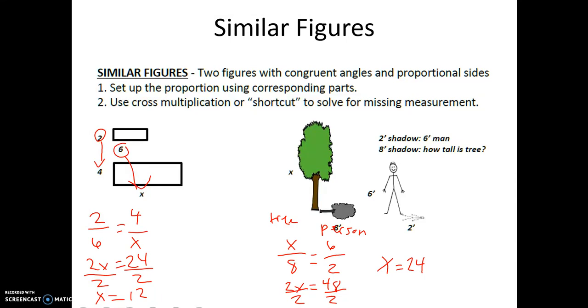And you could do the same thing. So 2 times what gave me 8? 2 times 4 gives me 8. Okay, so 2 times what gives me 8? Those are the corresponding, so times 4. And if you do it there, you'd also have to multiply here, times 4. So 6 times 4 is 24, because they are proportional.